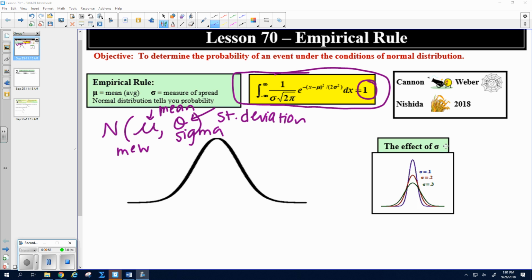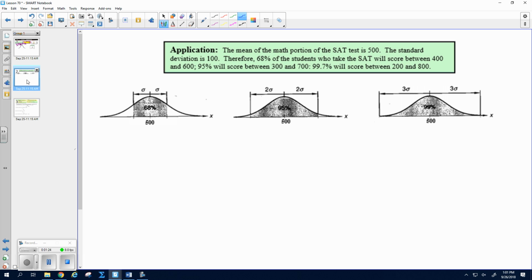And then we have the effect of sigma. So what happens right here to my curve? Here sigma is 0.1, and then it's 0.2, and then it's 0.3. So if your standard deviation increases, this guy gets flatter. The smaller the standard deviation, the taller and skinnier it is, right? So the more spread you have, the more spread out the distribution is.